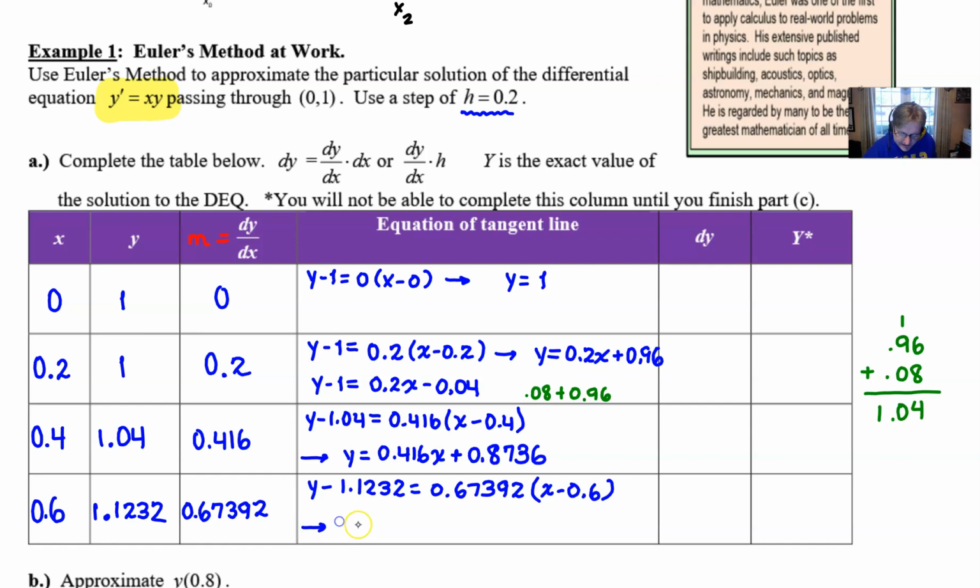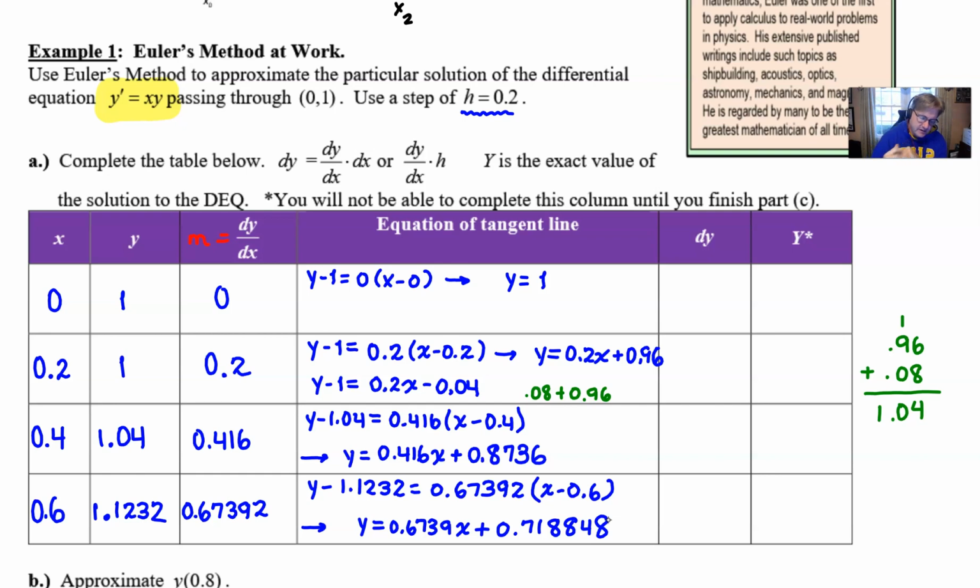So if we were to get y by itself, we would distribute this 0.67392 into the x, and then multiply the 0.67392 times the negative 0.6, and then add over this 1.1232. Trust me when I say we get 0.718, and I'm just going to use as many decimal places as I've got here just to emphasize what's happening. Okay, so that would pretty much finish most of the table.